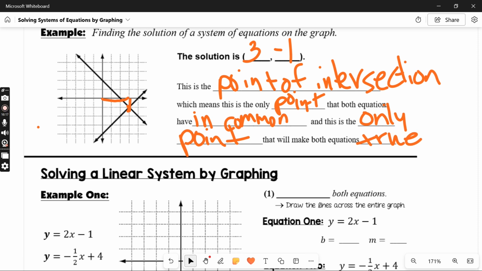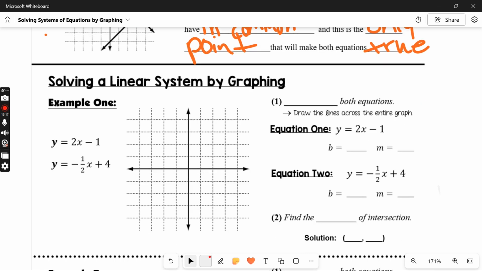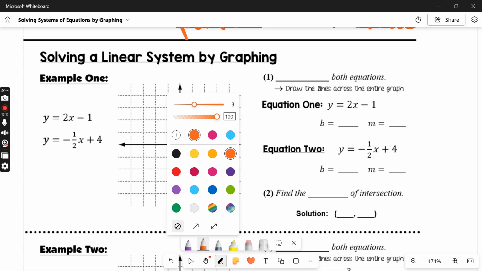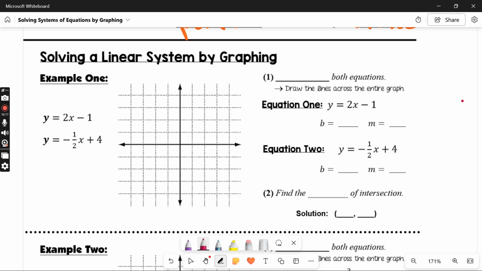All right, so what we're going to do is graph both lines and then see where they intersect. We've learned how to graph linear functions before. We're using that slope-intercept form. So our first job is to graph both equations. Our y-intercept is negative 1 because it's our constant, and our slope is 2, and I'm going to write it as 2 over 1 so that it's written as a fraction.